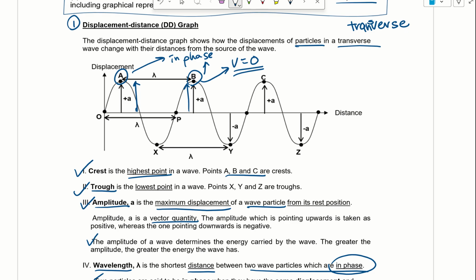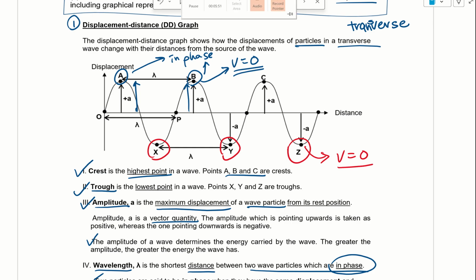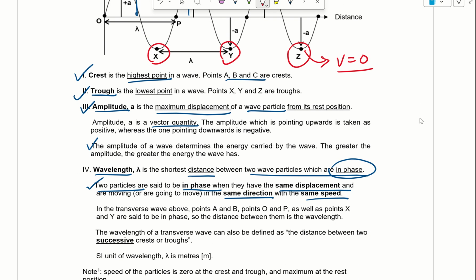Okay, whereas for X and Y, they are also in phase with one another. Similarly for Z, right? And when they have reached the minimum position, their velocity is also 0, right? Because they have already reached the lowest point. So why wouldn't they shift even lower? Because their speed is 0. Okay, so why is this in phase important?